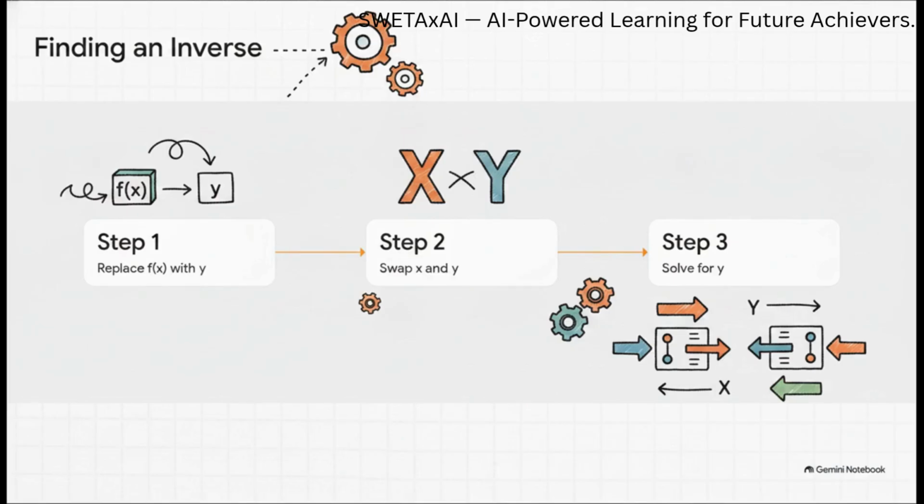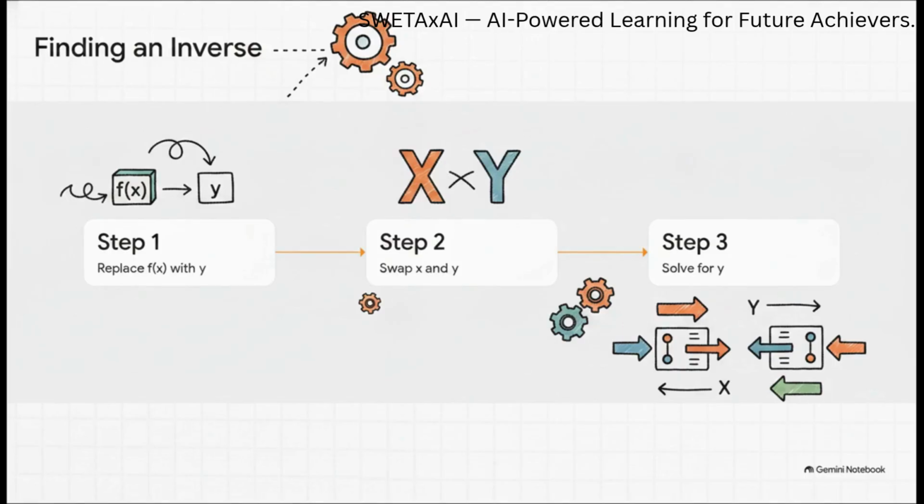Let's say we want to find the inverse of f of x equals 2x plus 3. Step 1, replace f of x with y just to make the algebra a bit cleaner, giving us y equals 2x plus 3. Step 2, and this is the logical core of the whole concept, swap x and y. Because inverses, by their very definition, swap inputs and outputs, we literally flip reality by swapping the variables in the equation. So now we have x equals 2y plus 3.